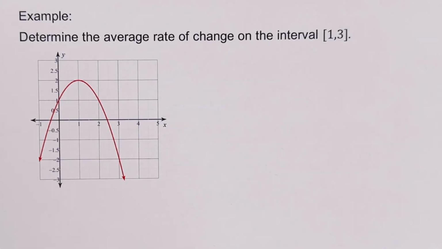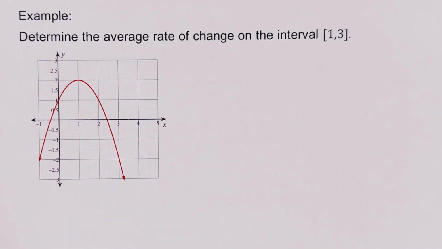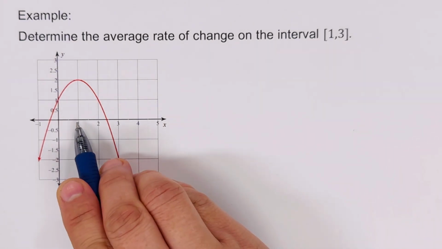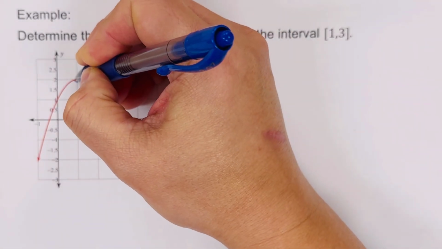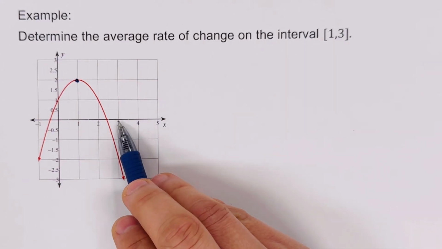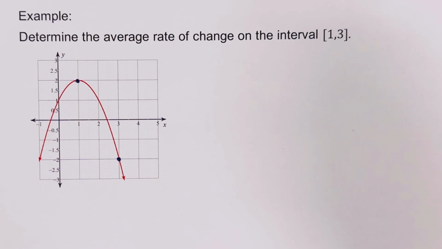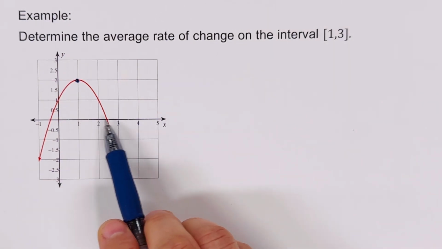In this example right here, we're supposed to determine the average rate of change on the interval 1, 3. So again, these are x values. So we're looking for x is 1, so we can put a dot here. And then this goes to 3. So this one is 3 right here, so it's going to go down here. So the interval are the x values from 1 to 3.